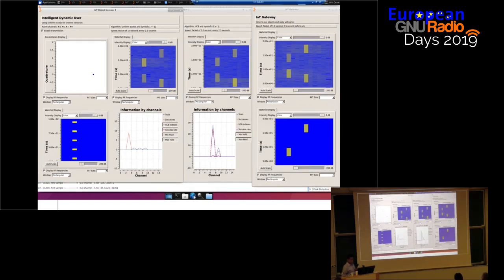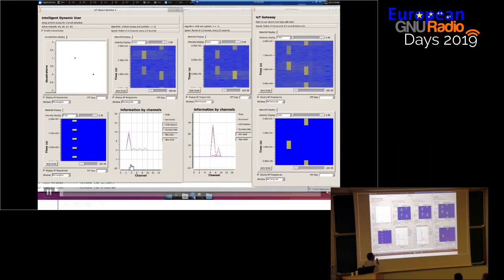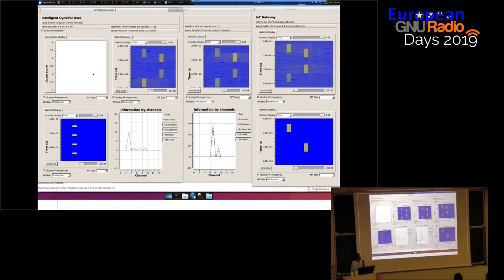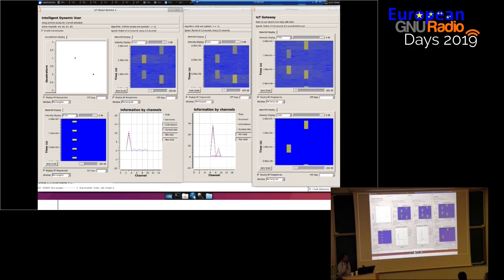I think that these examples somehow try to explain the work that we did. And I think that that's all that I need to talk about. And if you have some questions, I will be very grateful.